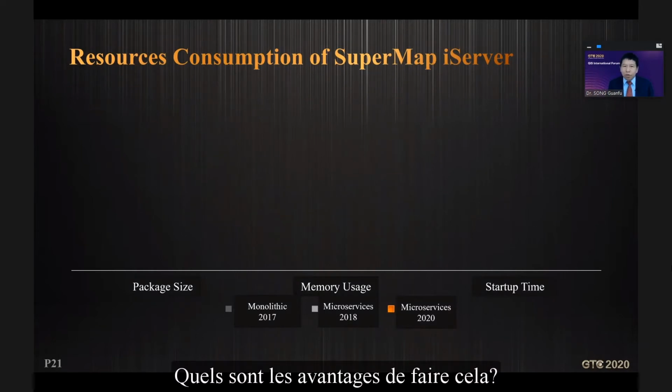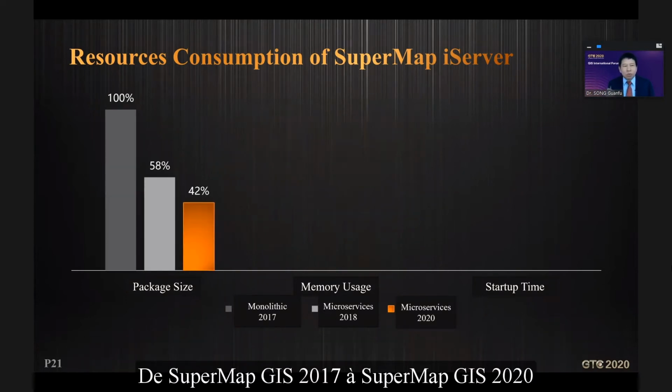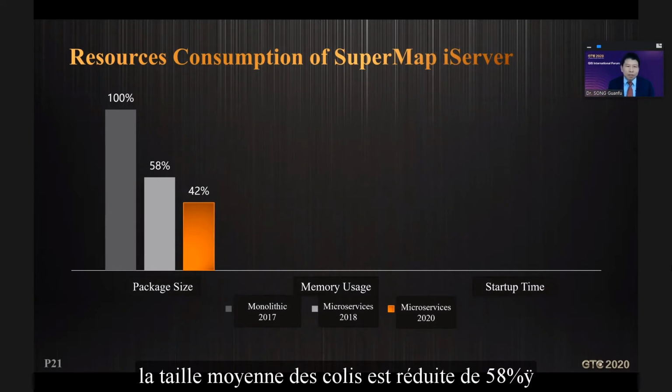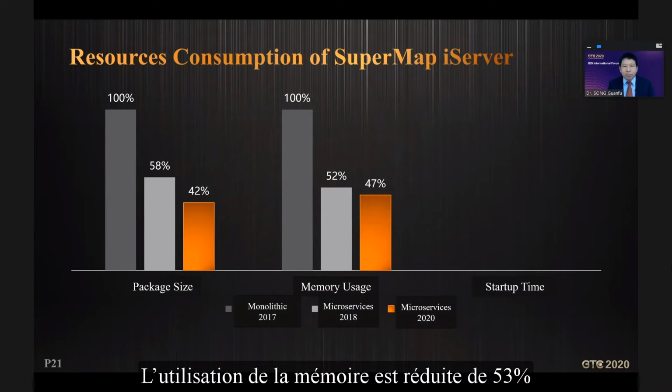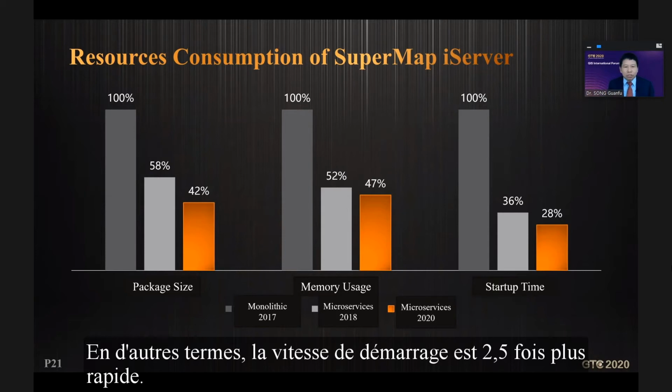What are the benefits of doing this? It will reduce computing resource consumption. From SuperMap GIS 2017 to SuperMap GIS 2020, the average package size is reduced by 58%. The memory usage is reduced by 53%. And the startup time is reduced by 72%. In other words, the startup speed is 2.5 times faster.